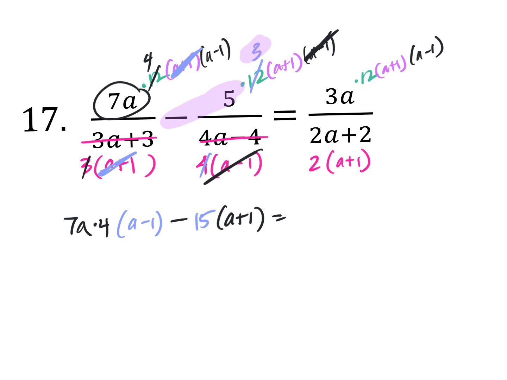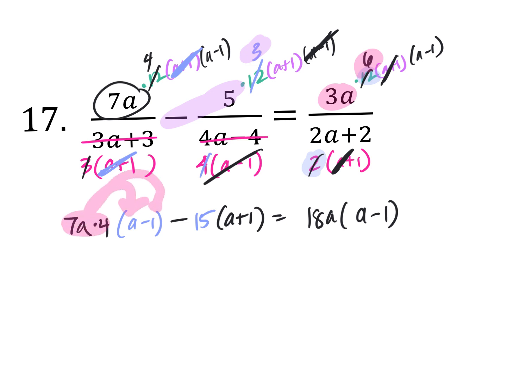Then what about this 12 over this 2? Gets me a 6. My a plus 1s cancel. What would I have when I multiply these together? 18a times a minus 1. Whoo, that was a lot. Let's go multiply some stuff, people. Do you guys agree that this is 28a? Yeah. Let's take it here and here.